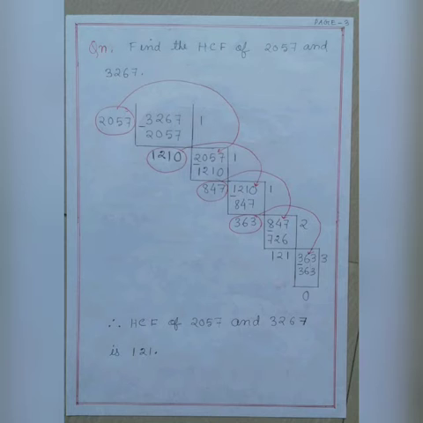In 847, 363 goes 2 times. So I get 726. If I subtract, I get 121. In the dividend's place, 363 I have brought down. If I divide 363 by 121, I get 3 as quotient and remainder will be 0. Therefore, the HCF of 2057 and 3267 is 121.